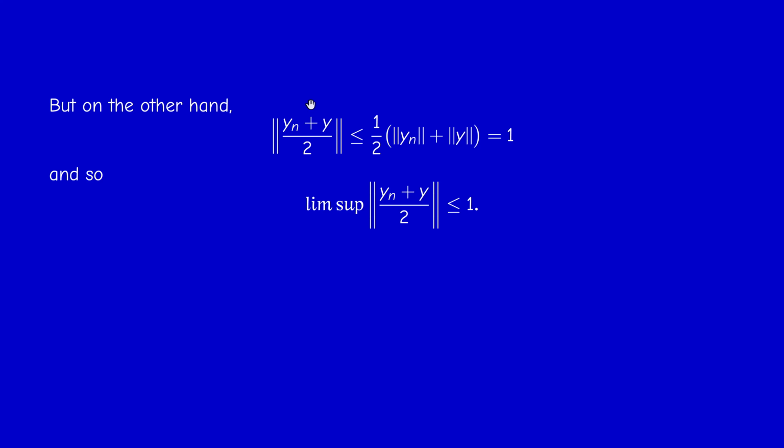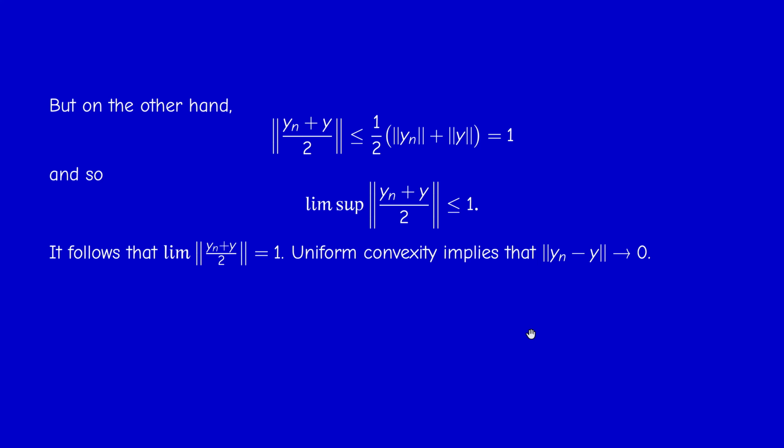And therefore, since we don't know that yn plus y over 2 converges, we just take the lim sup. The lim sup of this is less or equal than 1. But then actually we have that the lim sup is less or equal than 1, which is less than or equal to the lim inf. So actually both lim sup and lim inf are equal. And therefore, in this case, we know that the sequence is convergent and the limit is the common value of these two. So we know now that the norm of yn plus y over 2 converges to 1. And as you know from uniform convexity, this implies that the norm of yn minus y tends to 0.